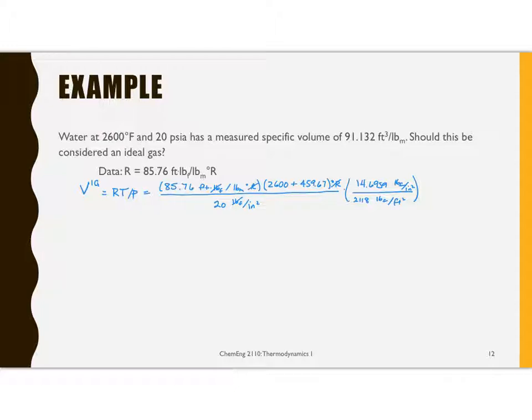But now then, my inch squareds will cancel. I'm left with feet squared, which cancels, I'm going to end up with 3 of these in the numerator. And so V is going to be 91.154 cubic feet per pound mass. Okay? And that's really very close to the measured volume, specific volume. So therefore, my conclusion is, yes, I could consider this to be an ideal gas.